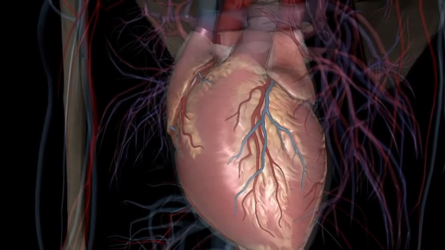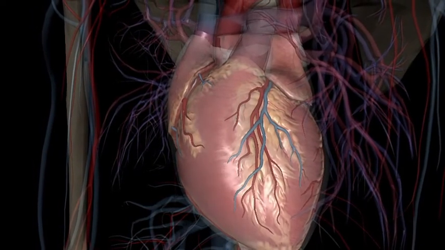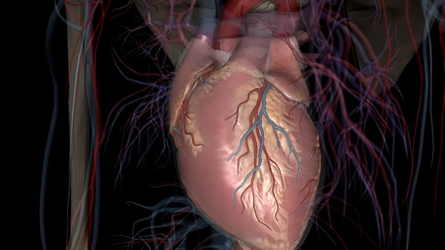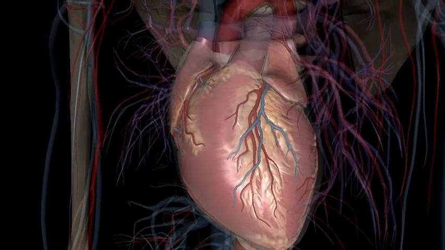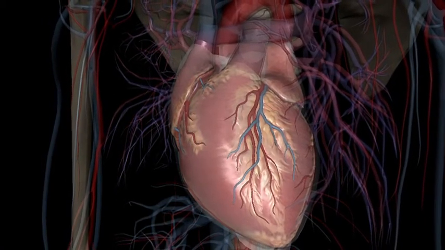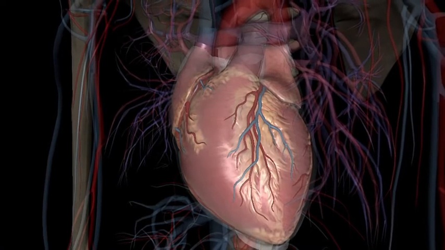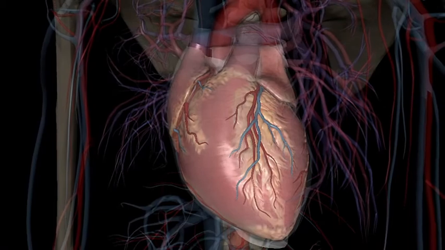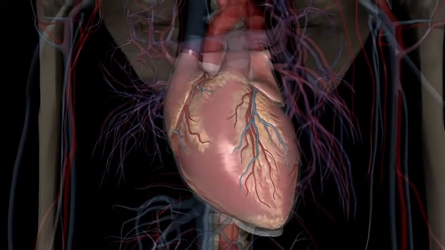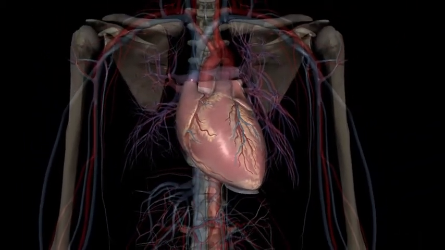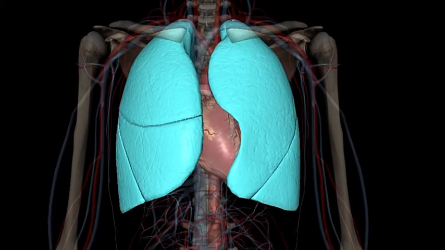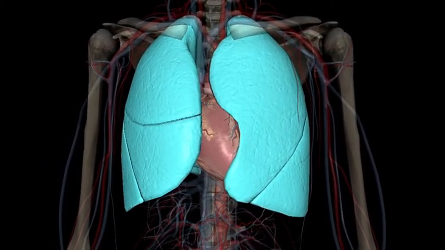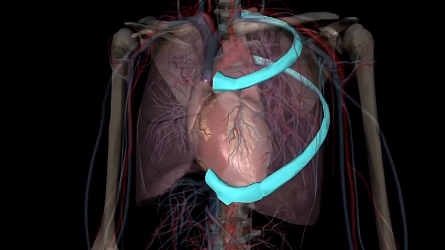The right and left sides of the heart work in coordination to pump oxygenated blood throughout the body and deoxygenated blood to the lungs. The heart of a healthy adult beats about 60 to 70 times a minute to keep blood constantly moving. The heart is located in the center of the thoracic cavity, between the right lung and the left lung, and between the second and fifth ribs.